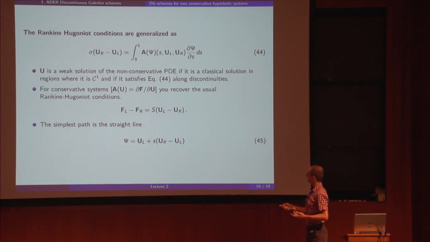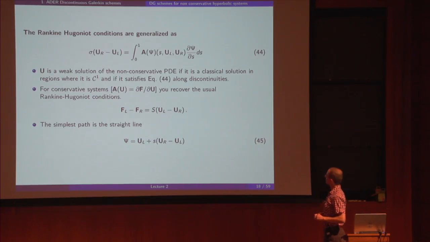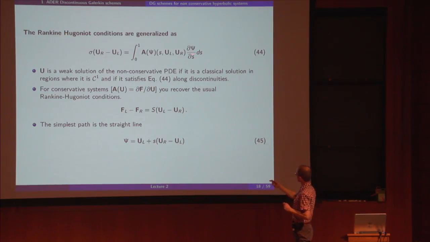And U is actually a weak solution of the non-conservative PDE in the smooth region of the flow. It will be just like a normal solution, while across discontinuities, it will be a weak solution only if it satisfies this relation. You can check yourself that for conservative systems, you recover the standard Rankine-Hugoniot condition, which is good.